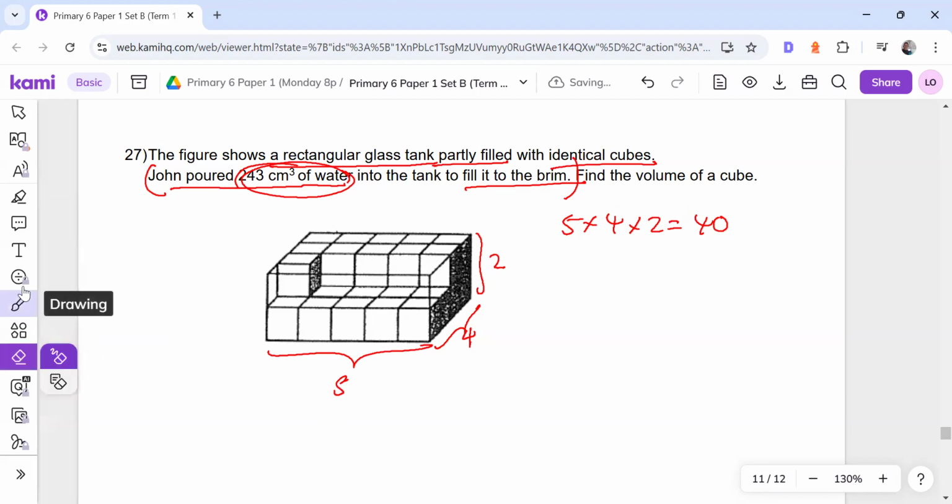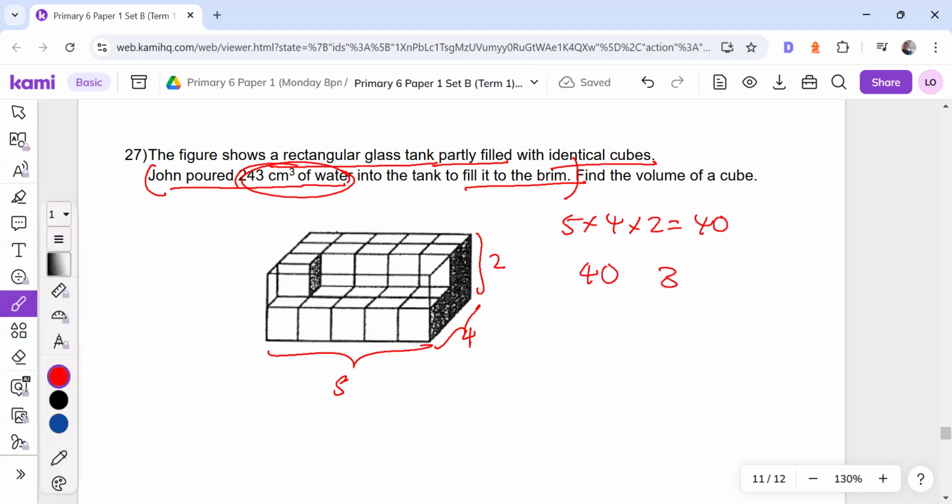So right now, how many cubes inside? Right now, there are 31 cubes inside already. So how many cubes are missing? There must be 9 cubes missing.